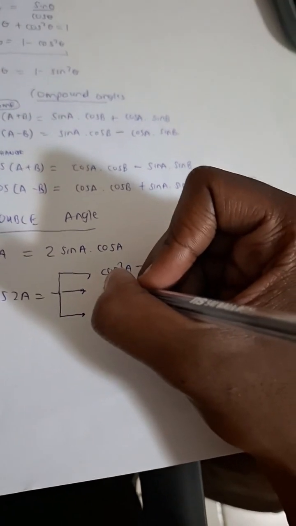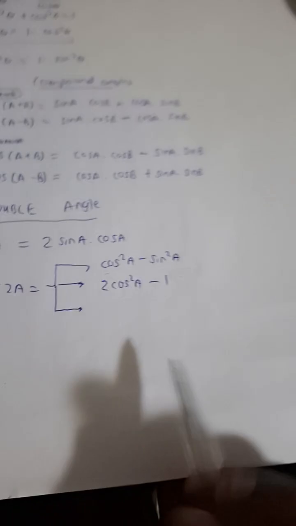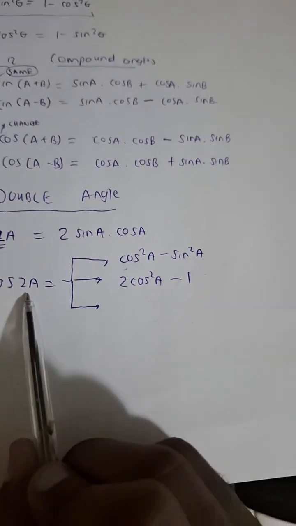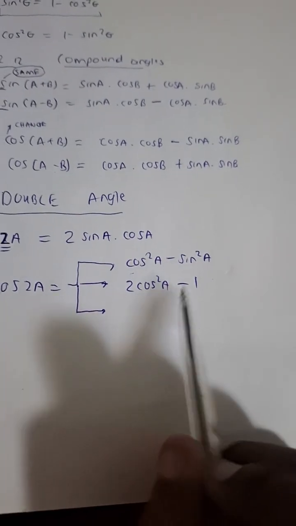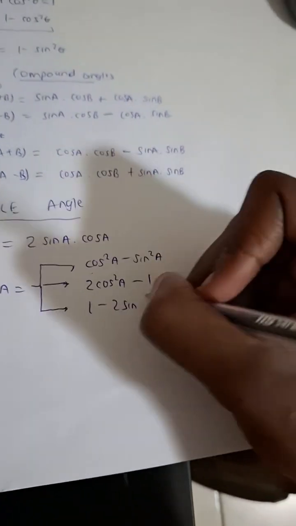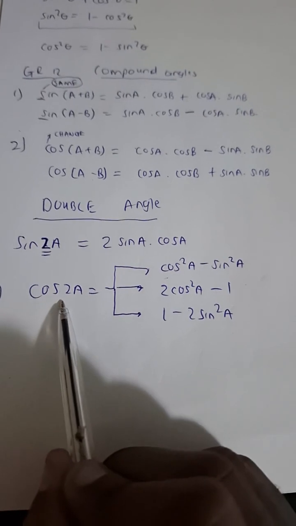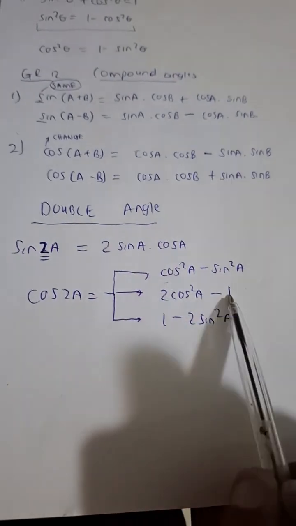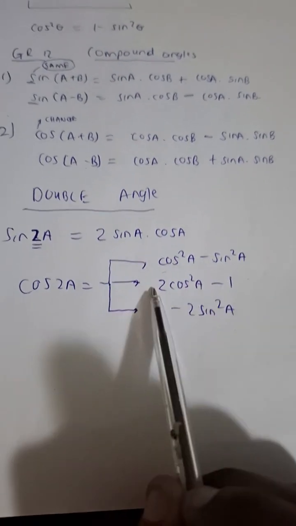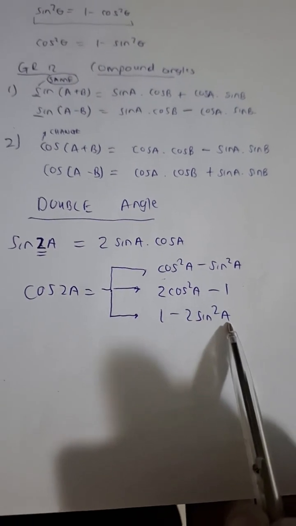The other way is 2 cos squared A minus 1. That's another way of expressing the same double angle, where there's just cos in the mix. Then the other way is 1 minus 2 sine squared A. This is another way of expressing the double angle of cos. So these are 3 different expressions of cos 2A: cos squared A minus sine squared A, 2 cos squared A minus 1, and 1 minus 2 sine squared A.